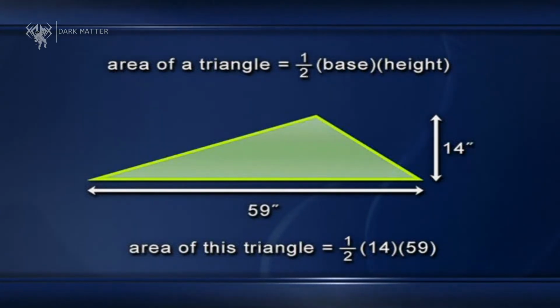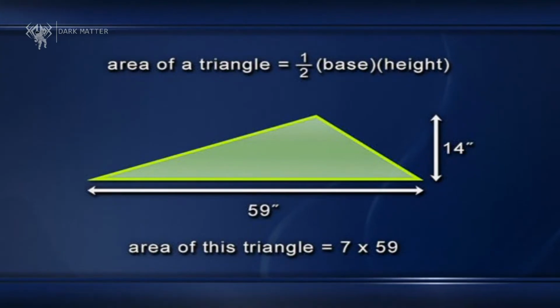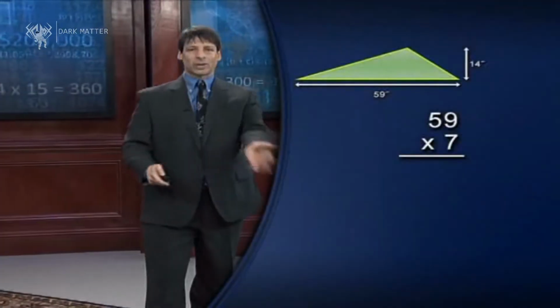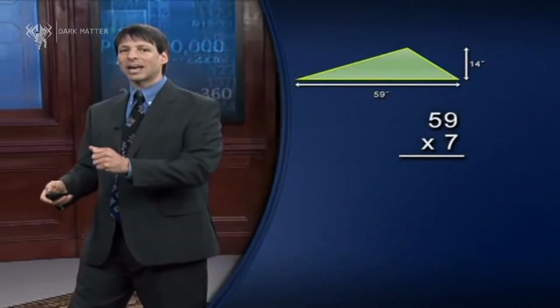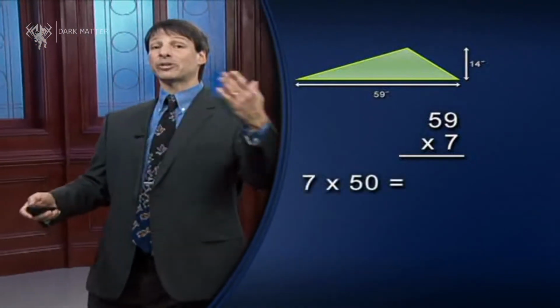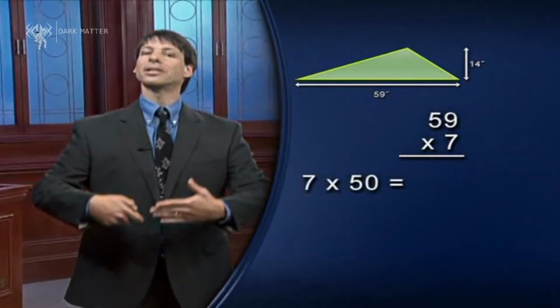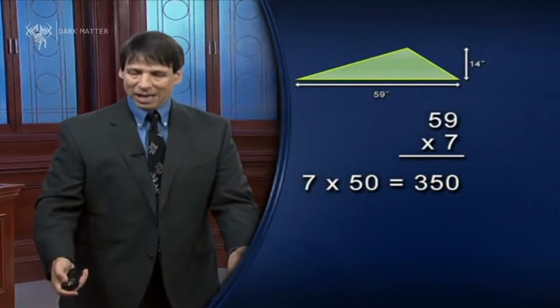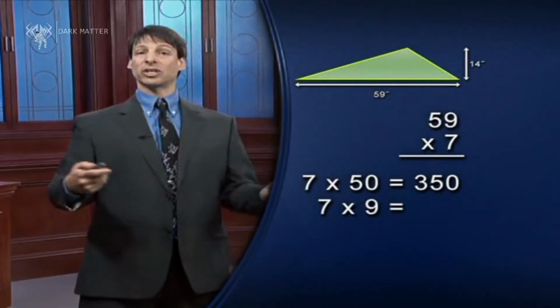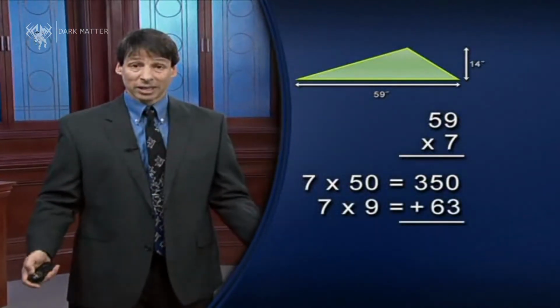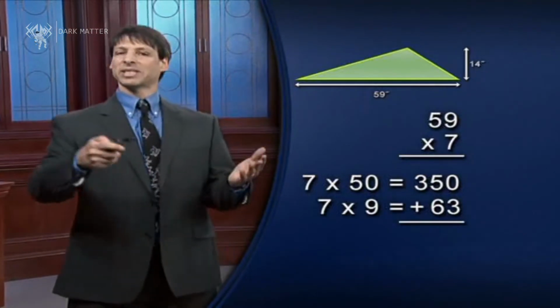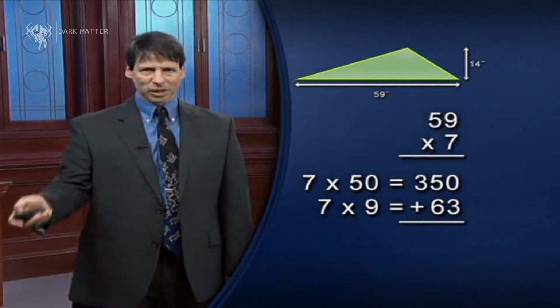So the problem simplifies to 7 times 59. Okay, how are we going to do 7 times 59? We'll start with 7 times 50, which is 350. Then 7 times 9, which is 63. 350 plus 63, let's do that from left to right.